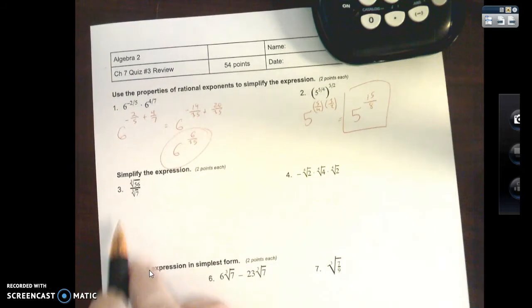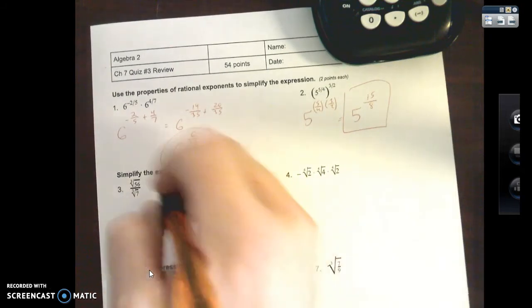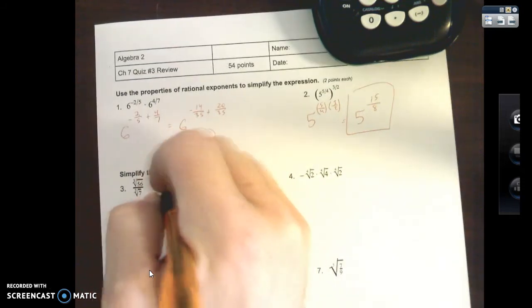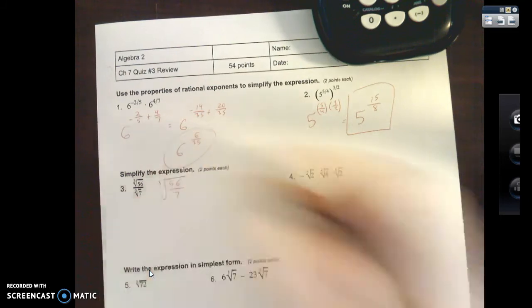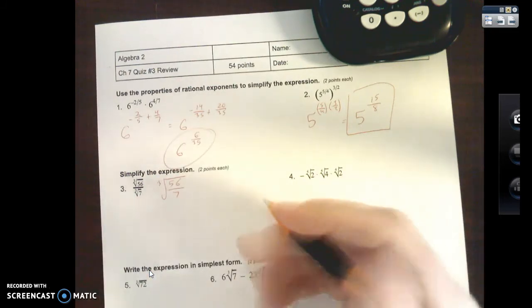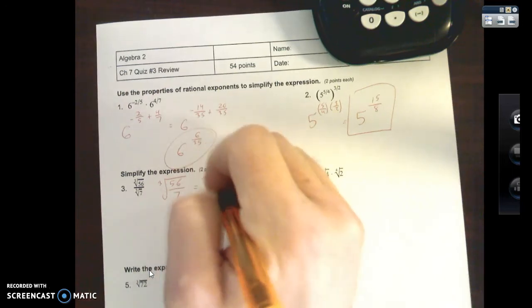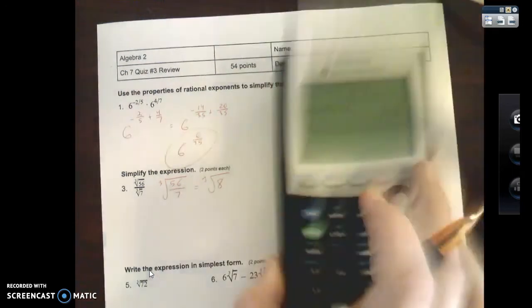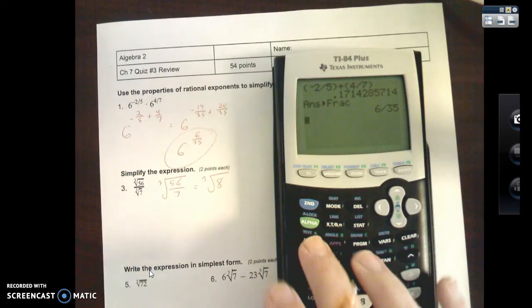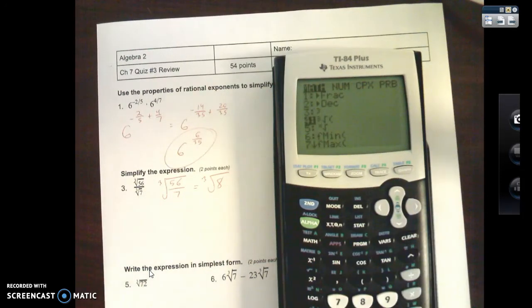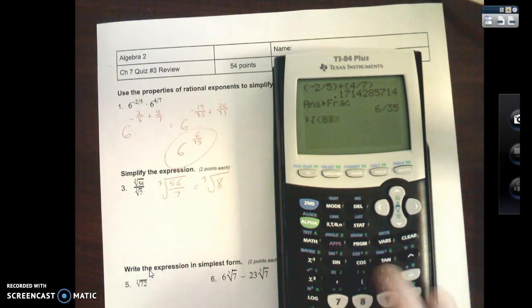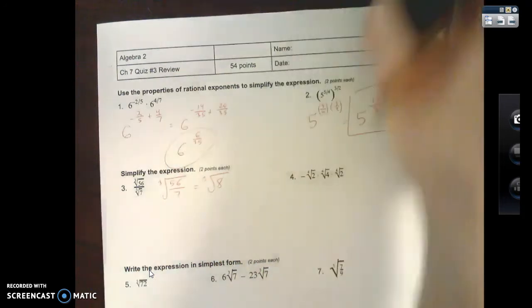Number 3. Everything's under the cube root, so I could rewrite this as 56 divided by 7, all of it under cube root. Well, if I divide 56 by 7, I get 8, so now I have the cube root of 8, okay? And I think you guys know this, but just to show you again, hit the math button. The fourth one down has cube root. I can type in 8. My answer is 2.